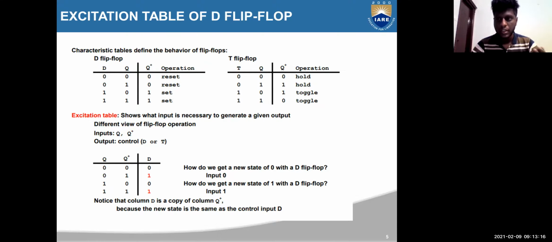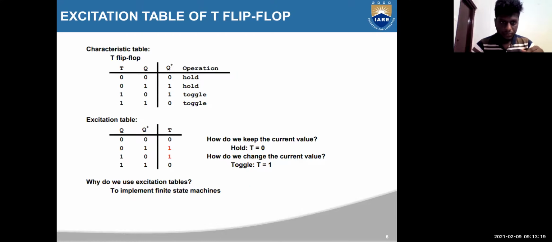Now let us discuss the excitation table of the T flip-flop. So this is the excitation table of the T flip-flop. The characteristic table represents T and Q as the inputs and Q plus as the output. T and Q have the values 0, 0, 1, 1, 0, 1, 0, 1, and the outputs are 0, 1, 1, 0, which means the first two hold and the next two toggle. Now in the excitation table, Q and Q plus are the inputs and T is the output. We should remember that T is not the same as Q plus here, whereas earlier D is the same as Q plus in the D flip-flop. In the T flip-flop, we hold the value when T is 0 and toggle when T is 1.